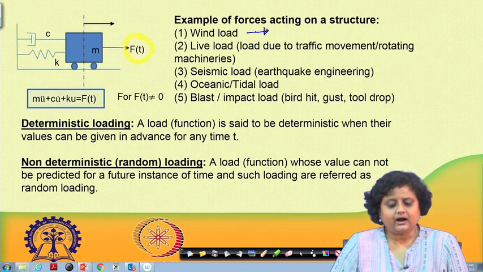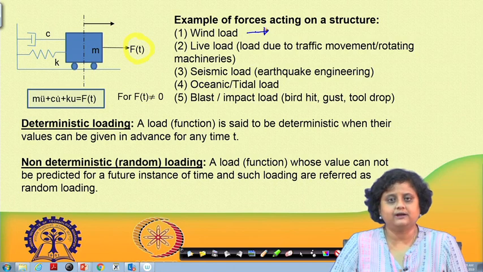The other load that is also an important class of load is the oceanic or tidal load.